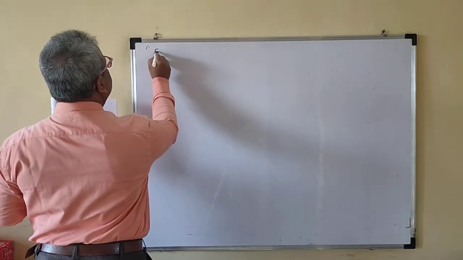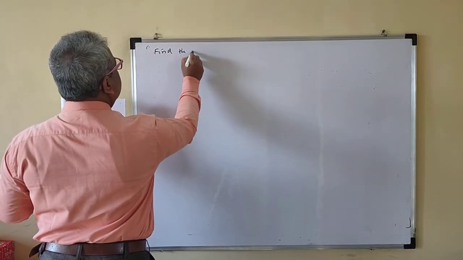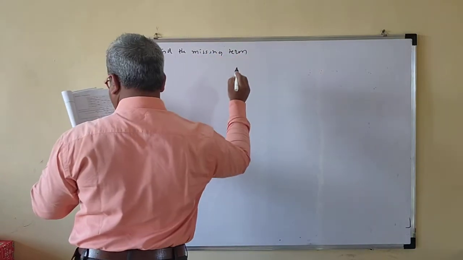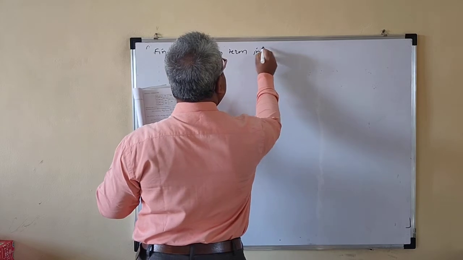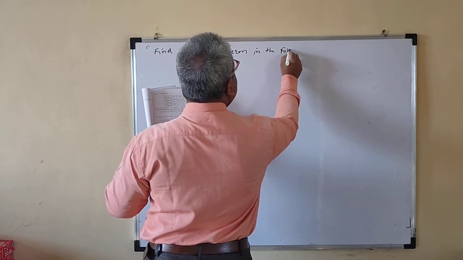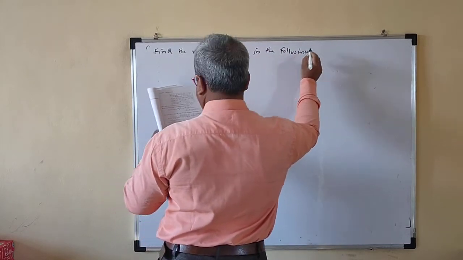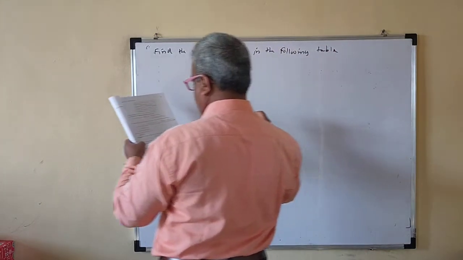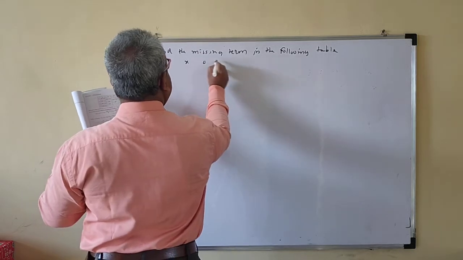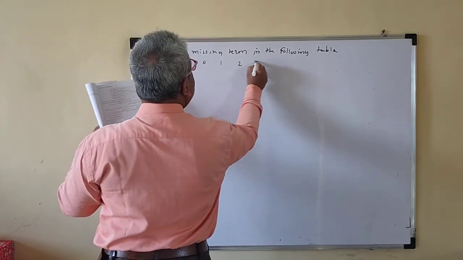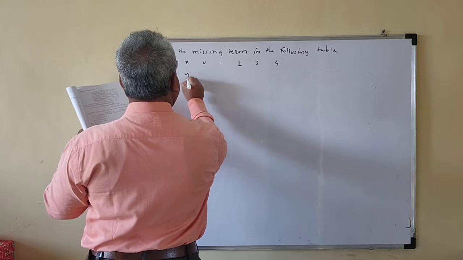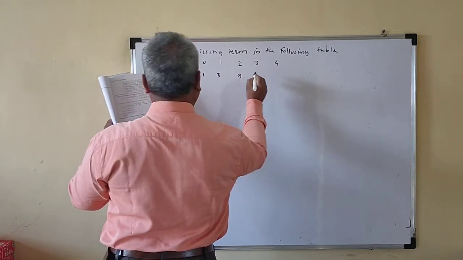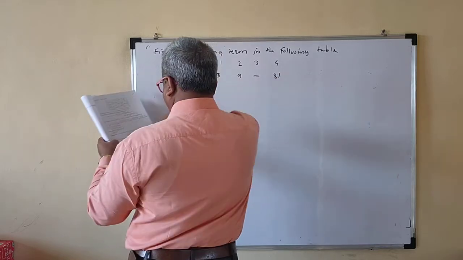Find the missing term in the following table. x: 0, 1, 2, 3, 4; y: 1, 1, 3, 9, 81.